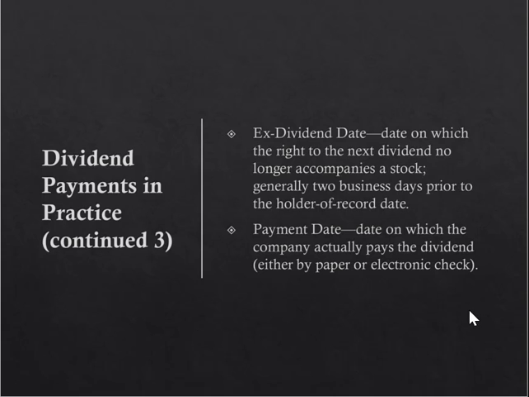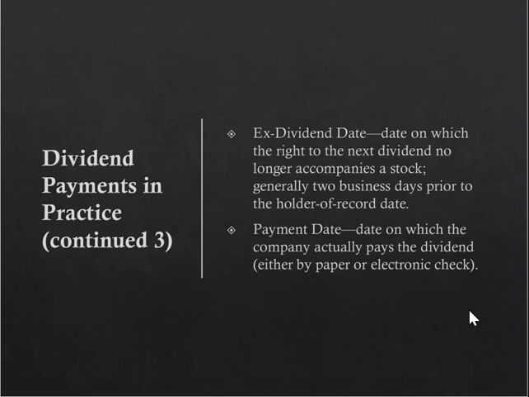The ex-dividend date is the date on which the right to the next dividend no longer accompanies a stock. It's normally 2 business days prior to the holder of record date. So if Unilate says we're going to pay 75 cents a share on April 1st of 2020 to shareholders of record as of April 1st, 2020, the ex-dividend date is going to be 2 days prior to that, so the 30th of March.